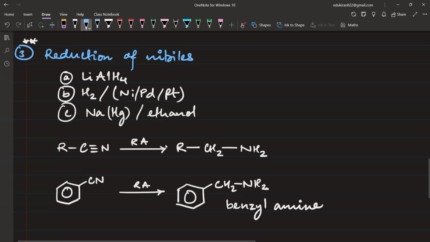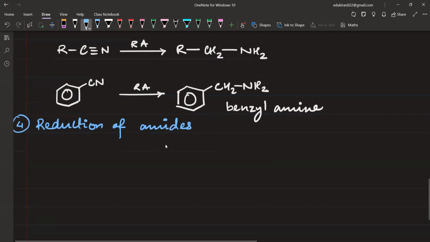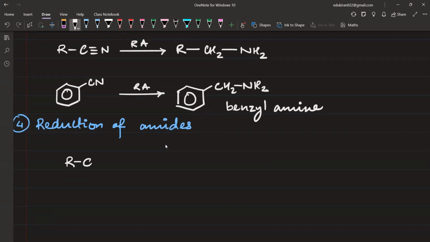We'll write the fourth method of preparation, reduction of amides. In reduction of amides, we especially use LiAlH4 only. R C double bond O bonded to NH2. It would react with lithium aluminium hydride. First step, in the second step water, and you will get R CH2 NH2.